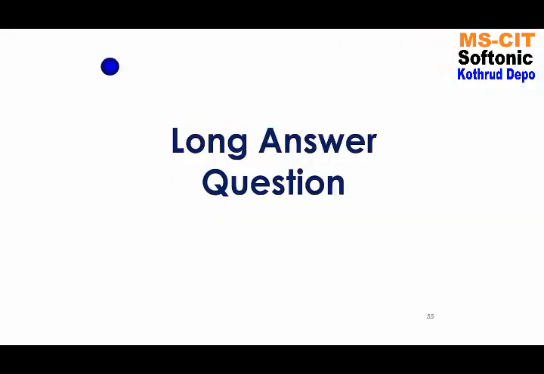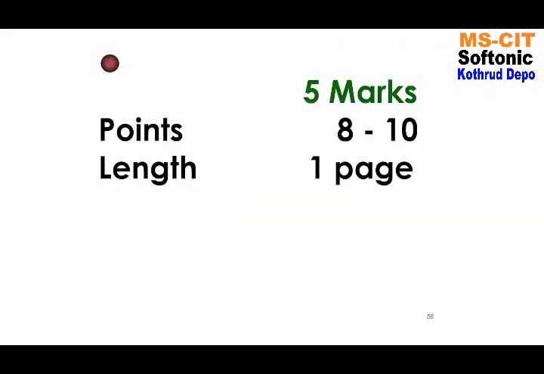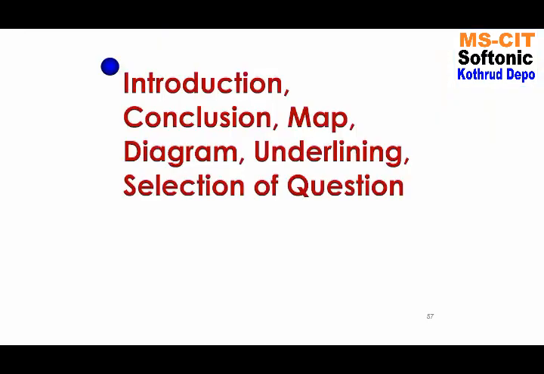Underlining is compulsory for all subjects, for all types of questions, because we know that the examiner will not read each and every word. Long answer questions for 5 marks need a minimum of 8 to 10 points, and the length will be minimum 1 page. It may be 1.5 pages also, but minimum 1 page you must write. In case of long answer questions, meaning 5 marks questions, you must write a separate introduction and conclusion.